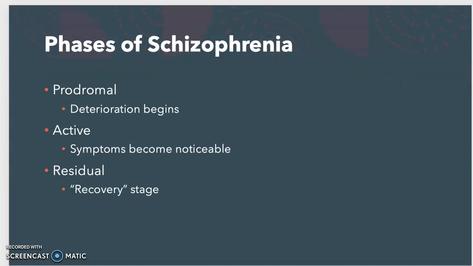Phases of schizophrenia. The first stage is the prodromal stage, which means the deterioration begins. This is when the symptoms cannot really be seen, but it's all in the brain. Next is the active stage, which means the symptoms become noticeable. Then is the residual stage, which is known as the recovery stage. The DSM-5 doesn't like to diagnose the residual stage because there is no cure of schizophrenia. You just have to learn how to treat it, and you're going to live with it for the rest of your life.